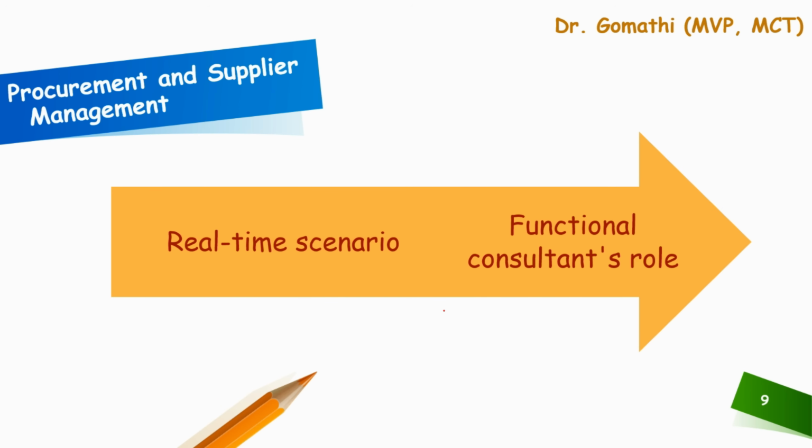So a manufacturing company needs to source a raw material for producing smartphones. Okay, so as a functional consultant, you have to set up the procurement model, define supplier criteria, establish communication channels, integrate with supplier systems, and implement supplier evaluation metrics as well.